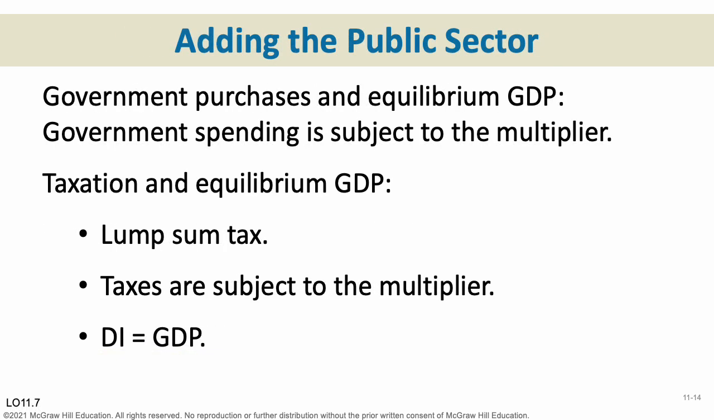Now, if we add in the public sector, and this is the logic behind why the government spends in recessions, government spending is also subject to the multiplier. So if we look here, more government spending should inject money into the economy. As for taxes, taxes are subject to the multiplier as well, but the only portion of the tax subject to the multiplier is what would have been consumed, and we'll get into that in a little bit.